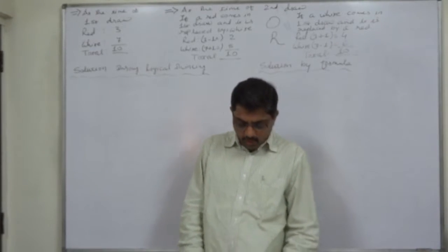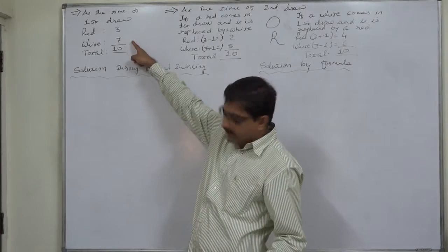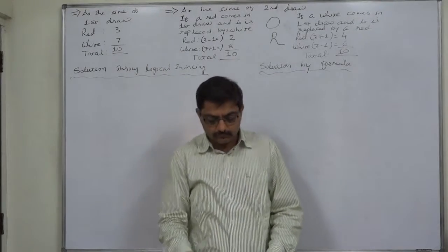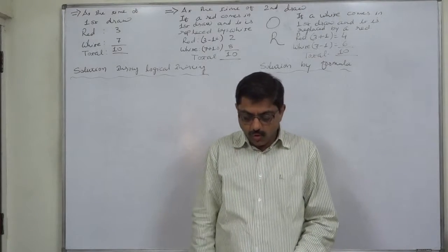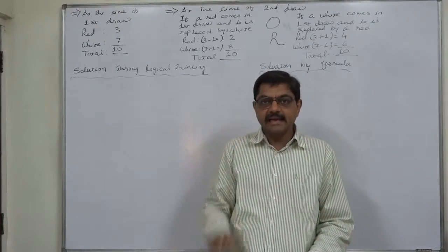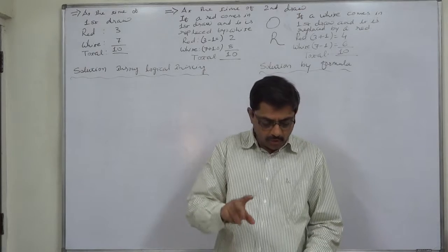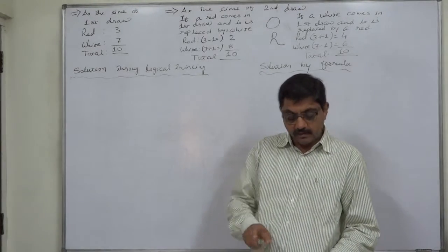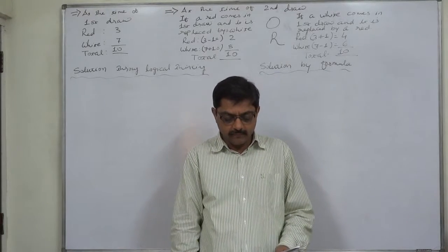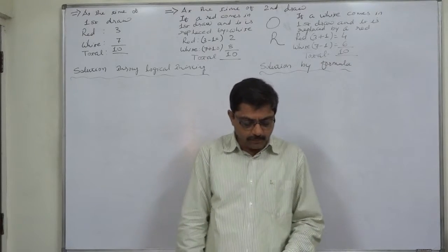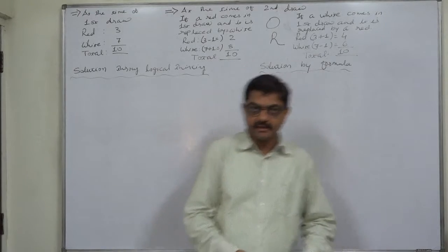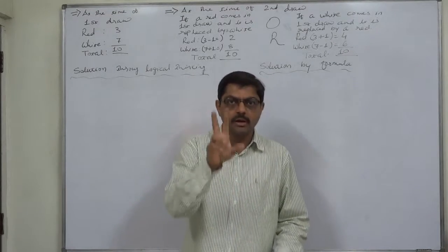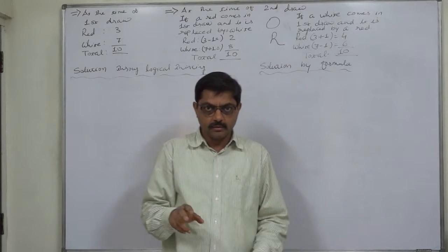The case is a box contains 3 red and 7 white balls. That means there are 10 balls. One ball is drawn at random and in its place a ball of the other color is put in the box. Now one ball is drawn at random from the box. Find the probability that it is red. That means 2 draws of one ball are made.